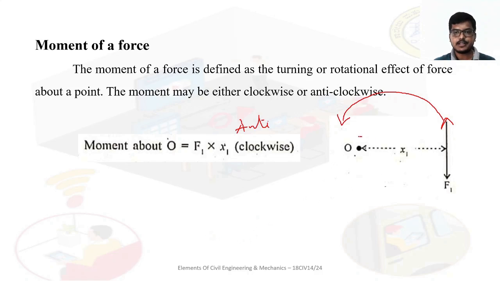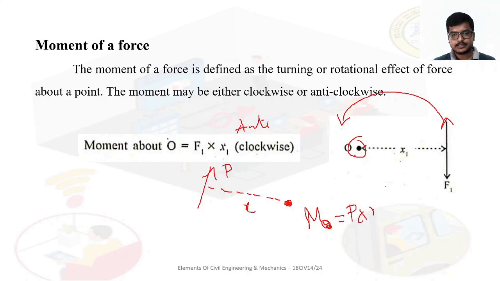About any point, if we are asked to find a moment about this point, and force P is there, we need to find the perpendicular distance between these two. So this is x. So the moment about this point is P into x, like this. Moment is defined as the turning or rotational effect of a force about a point.